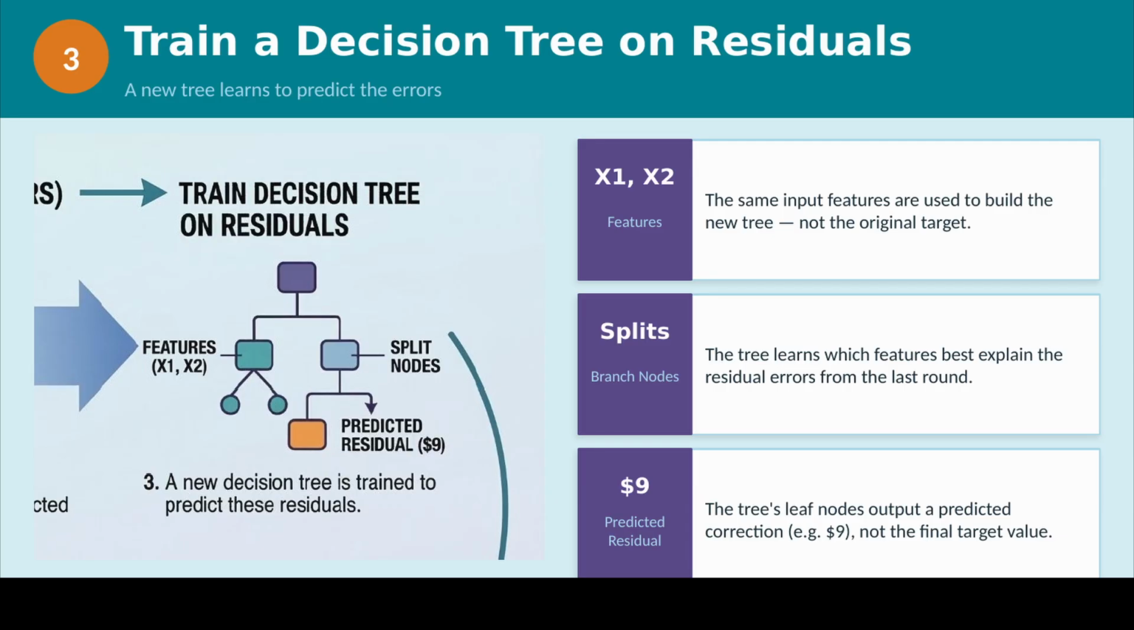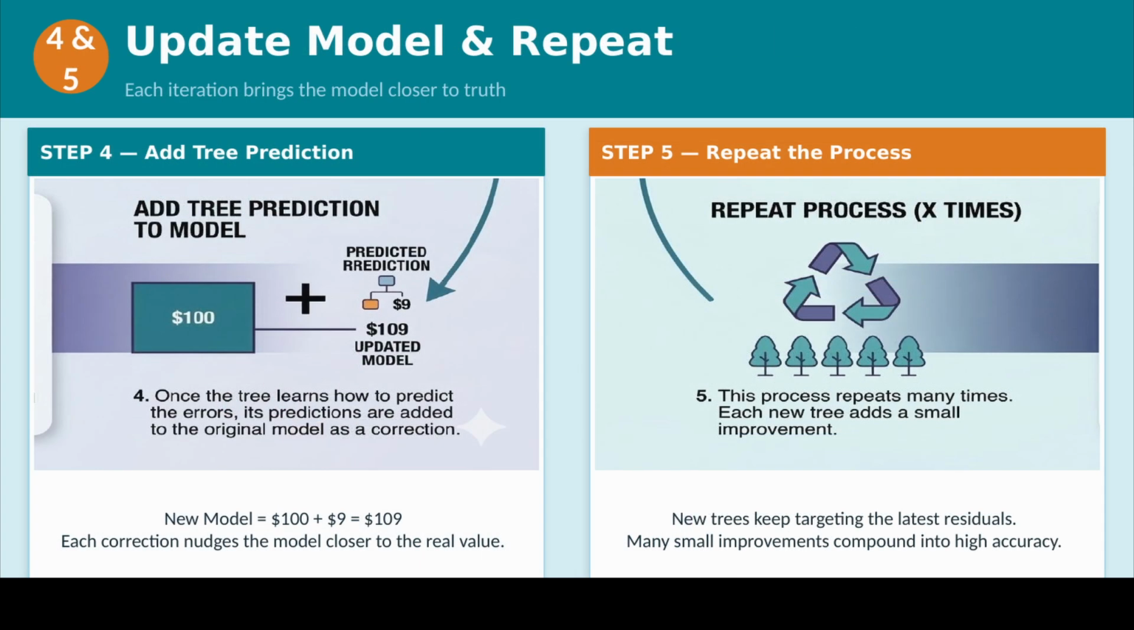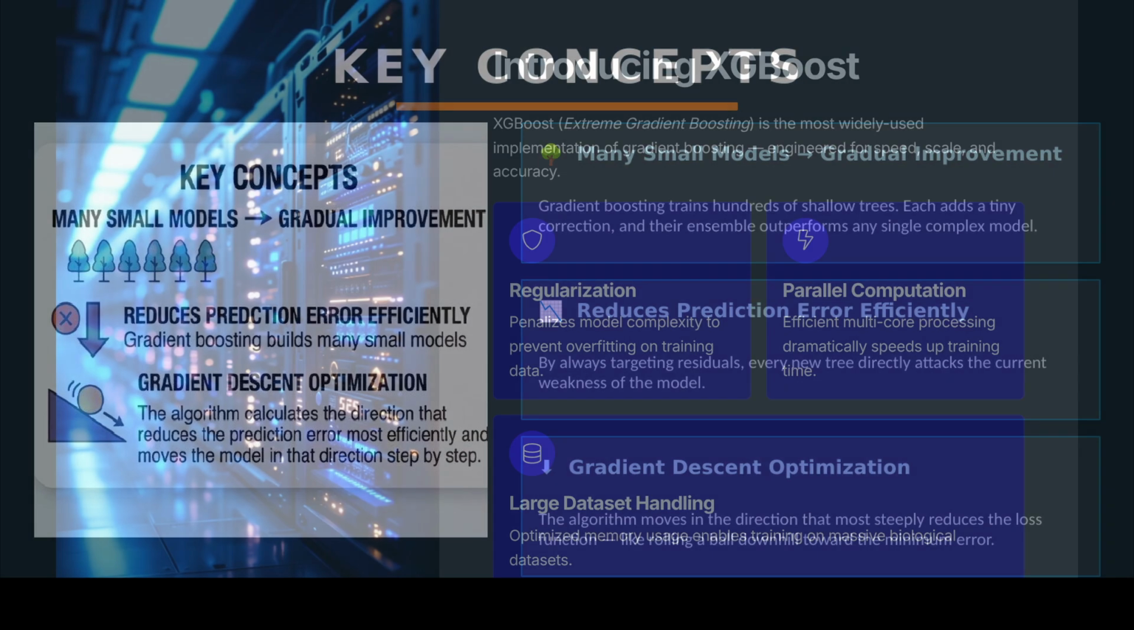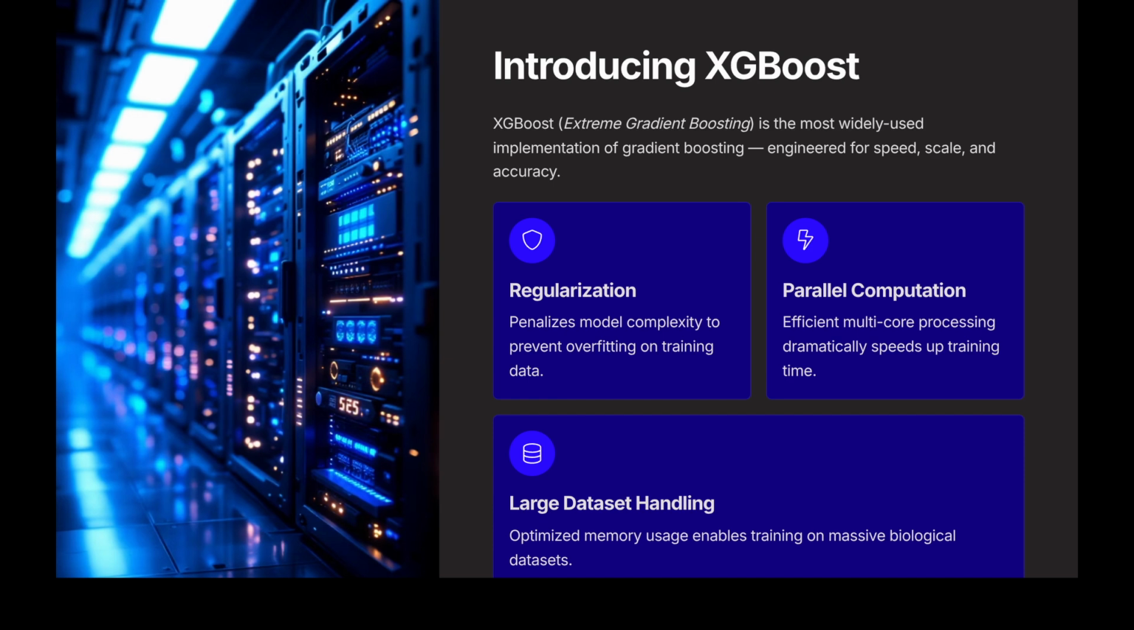Once the tree learns how to predict the errors, its predictions are added to the original model as a correction. The updated model becomes slightly more accurate. This process repeats many times. Each new tree adds a small improvement. Instead of building one large complex model, gradient boosting builds many small models that gradually improve the predictions. The term gradient comes from optimization. The algorithm calculates the direction that reduces the prediction error most efficiently and moves the model in that direction step by step.